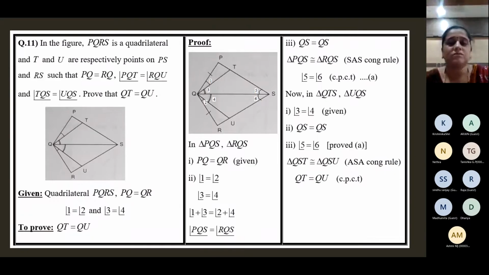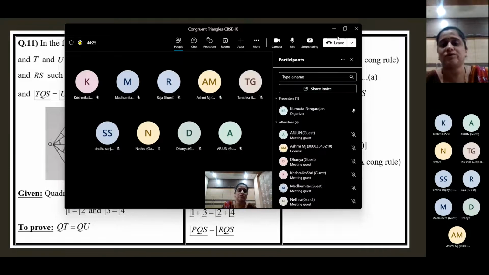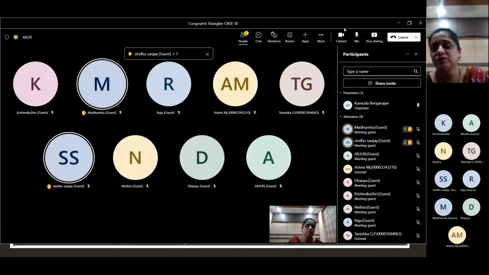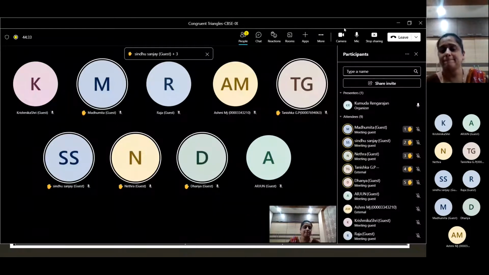All of you, see, I trust you all. I hope you all. Okay, let me ask. How many of you have finished all the 3 proofs? Raise your hand. Very good. Madhumita, Sanjay, Sindhu, Netra, Tanishka, Danya.